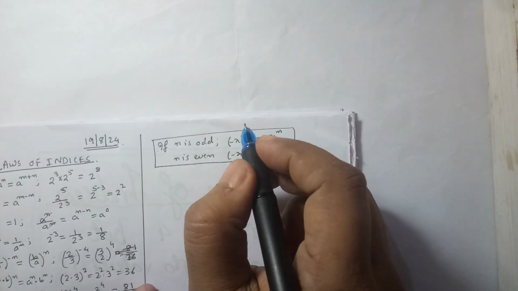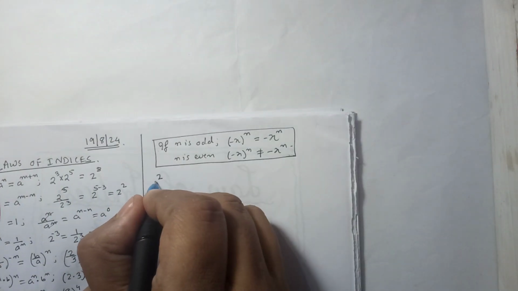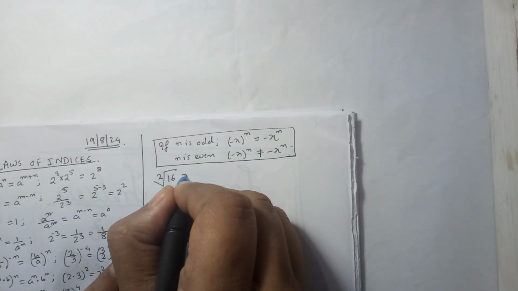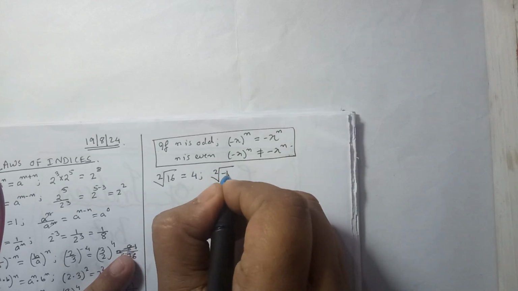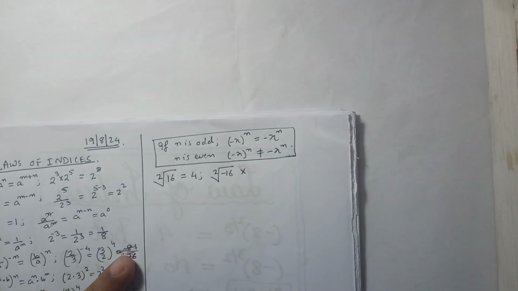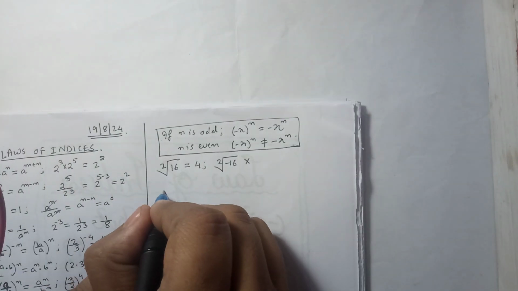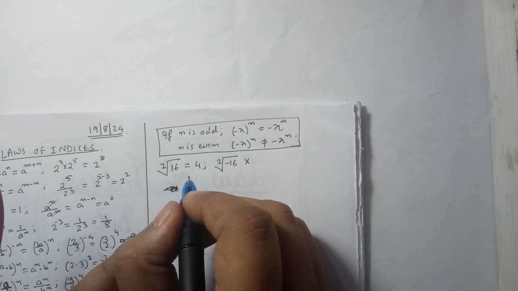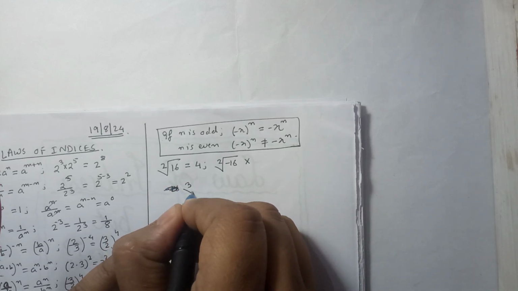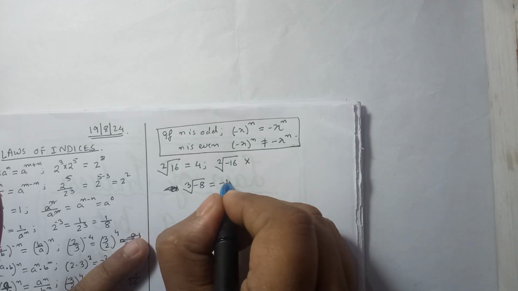Now moving on to the next part. Suppose I say the square root of 16, we all know it is 4, but the square root of minus 16 does not exist, right? Next, suppose you say the cube root of minus 8 is equal to minus 2.